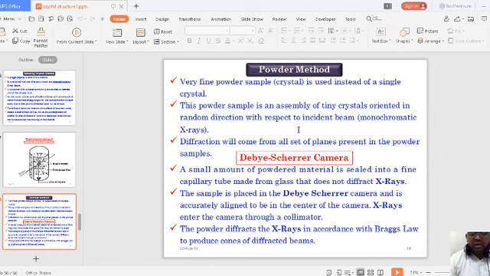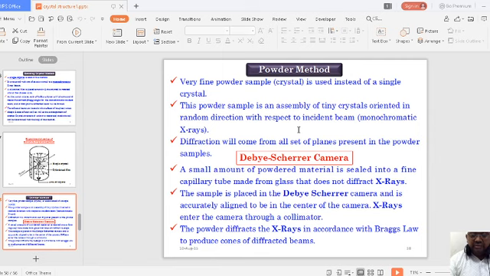And that small capillary tube is placed exactly at the center of the Debye-Scherrer camera, right? So X-rays enter the camera through a collimator. What is a collimator? A collimator is the part of the camera that makes the beam travel in that particular region only. It will not let the beam scatter or deviate. It makes the beam travel in that particular path only. That is called a collimator.